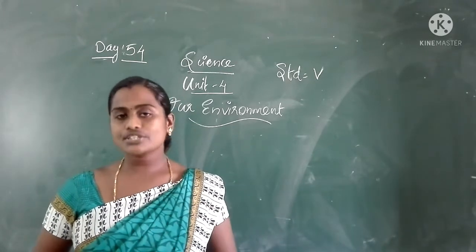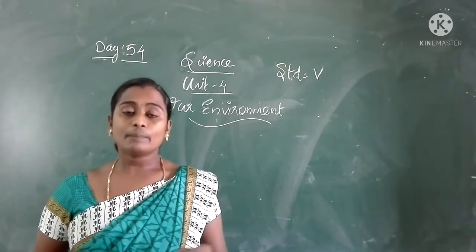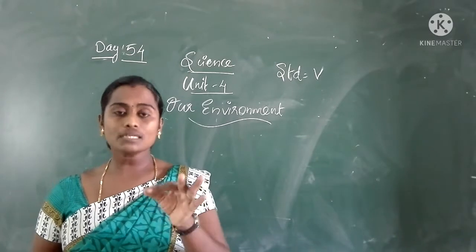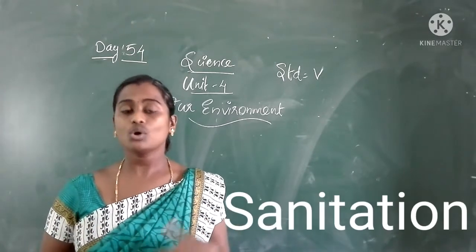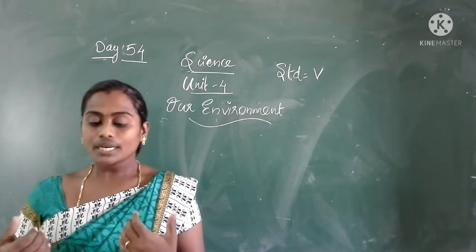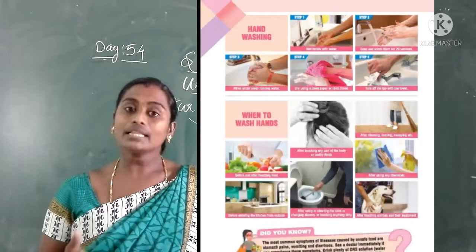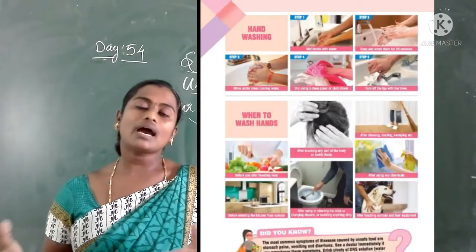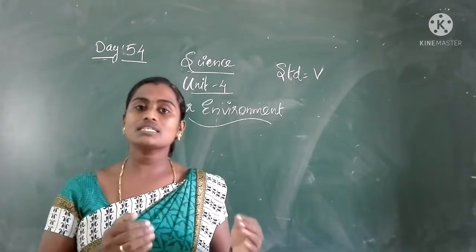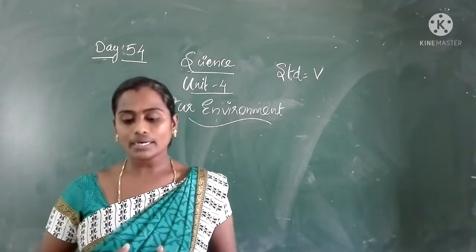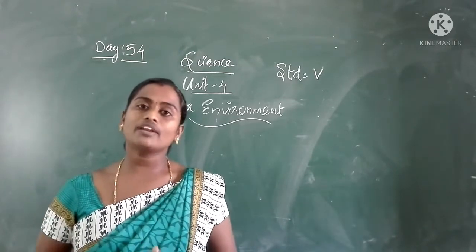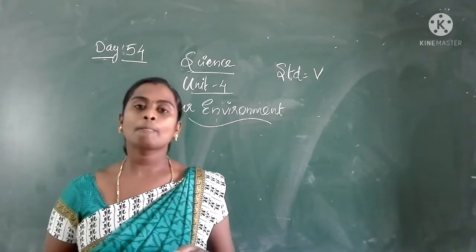How could we control the pollution? We practice proper sanitation. If we practice proper sanitation, we can control the pollution. What is sanitation? Sanitation is the process of removing the garbage and the waste and maintaining hygienic conditions. That is known as sanitation. Sanitation is the removal of the waste and garbage and also what? Maintaining the hygienic condition of the environment or our surroundings.